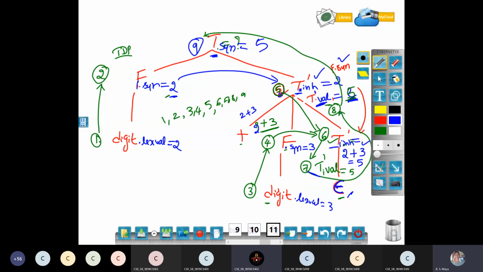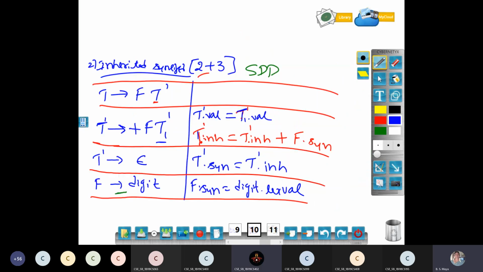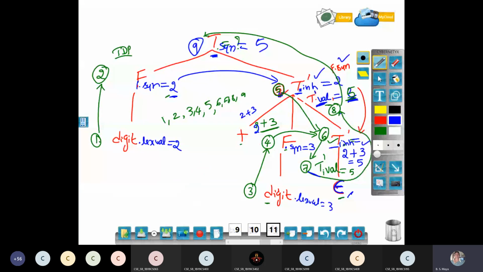This one. T dash of INH is equal to T dash of val, ma'am. No. T dash of INH is equal to F, first from the left hand side. F dot of sink is equal to T dash of INH.